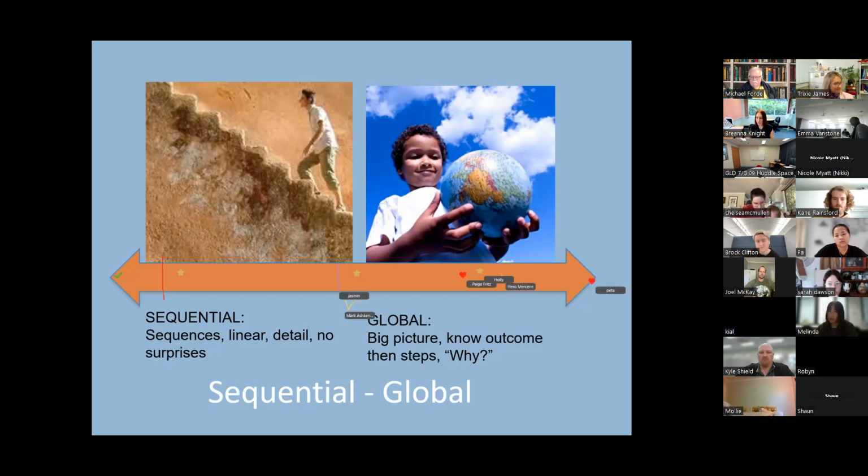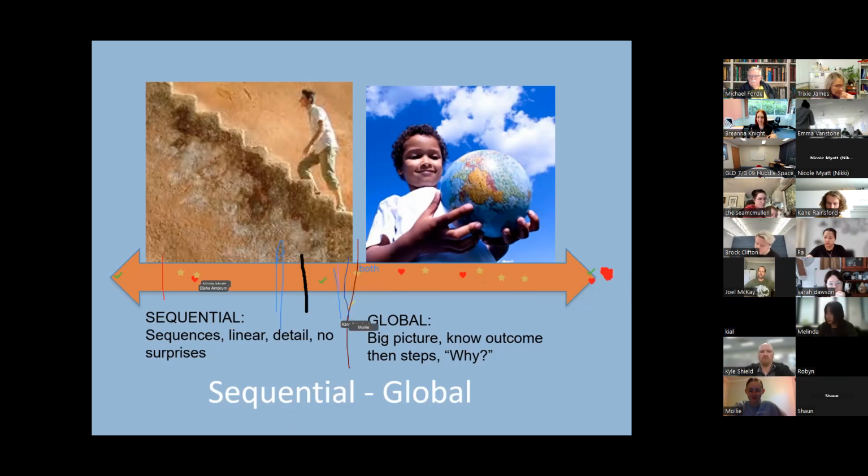I always think of this, I'm a bit more sequential, and I used to work with a lovely lady who was very global. And I think we actually worked together well because she always thought of these great big ideas and how this thing was going to work from the big picture. And I was that annoying person that was like, okay, great, but what's step one? What do we do first? Where do we start? What's the process here?